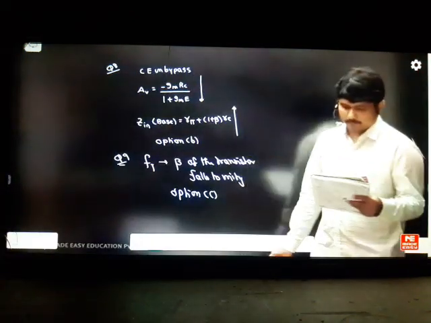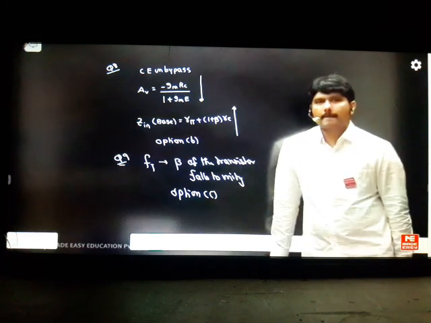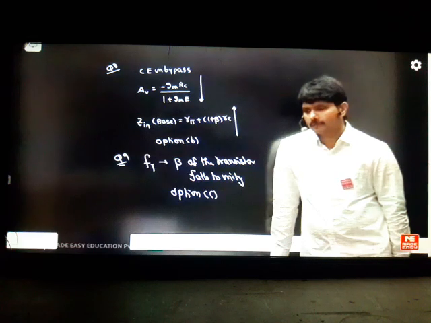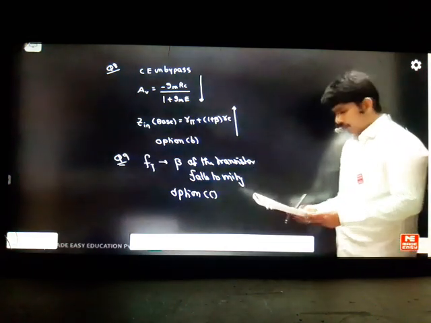Very simple question, and you are making mistakes. Again somebody is telling power gain of the transistor falls to unity. Who said power gain here? I have not said power gain. I said HFE. HFE means beta. Current gain falls to unity. It's not power gain. Current gain falls to unity.